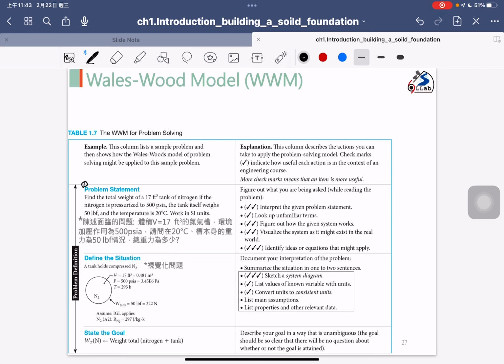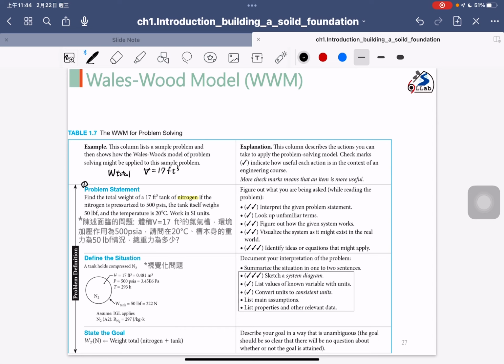Please find the total weight. Okay, we need to know the total weight, so we need to have a W total. The problem statement is the total weight. And for the total weight, we know that this is a tank, a container tank involving nitrogen here. So we have nitrogen, and we know the nitrogen volume is 17 cubic feet.